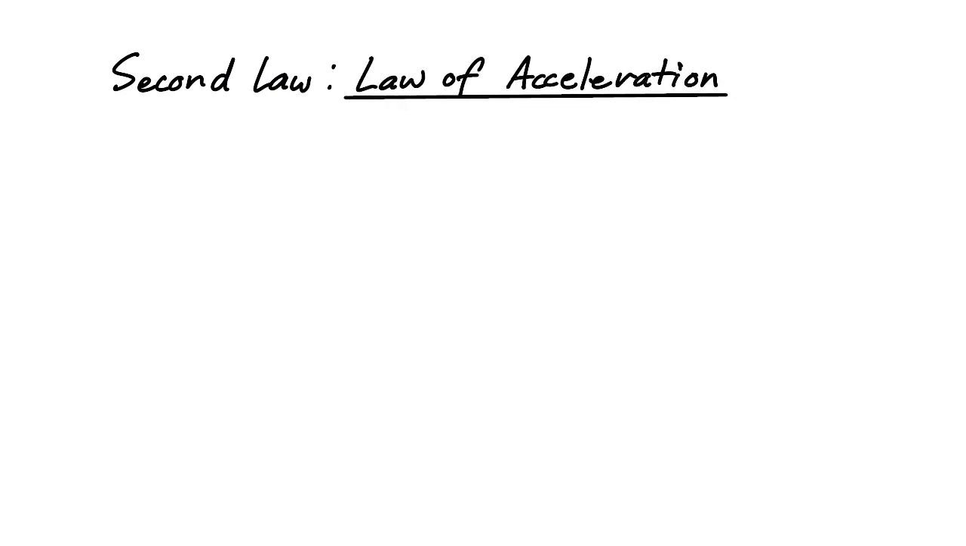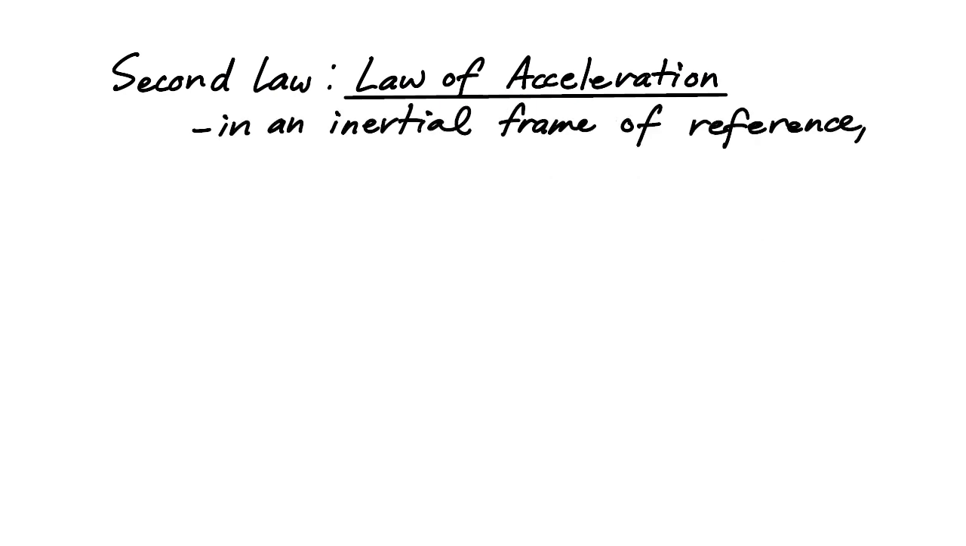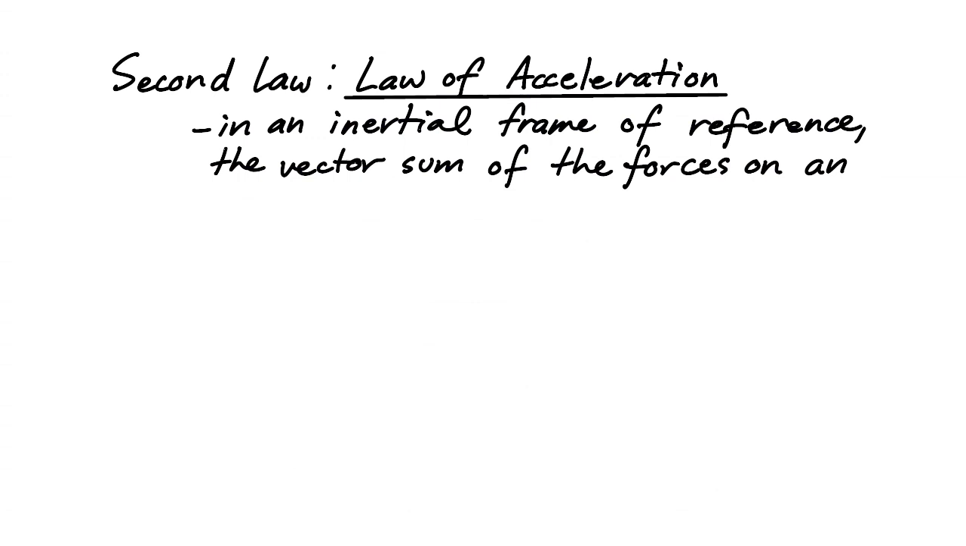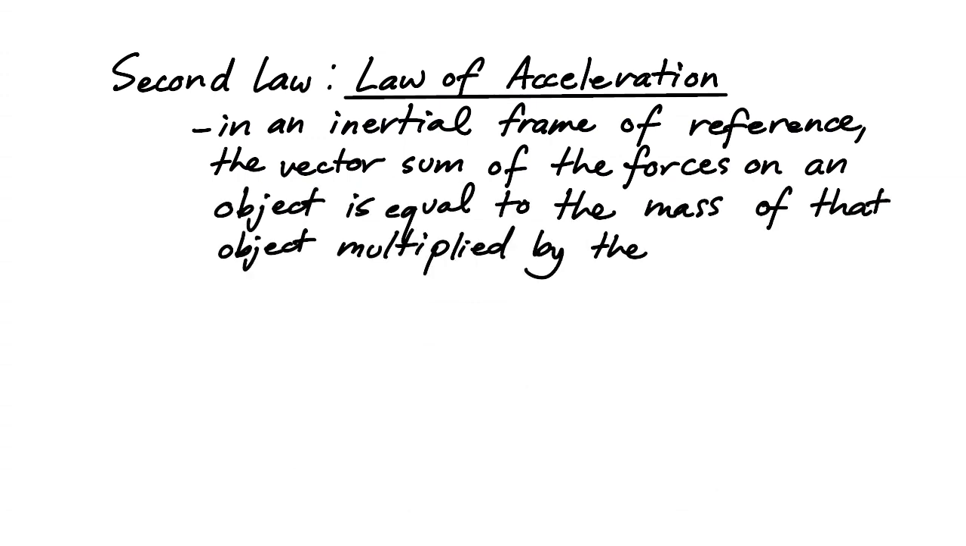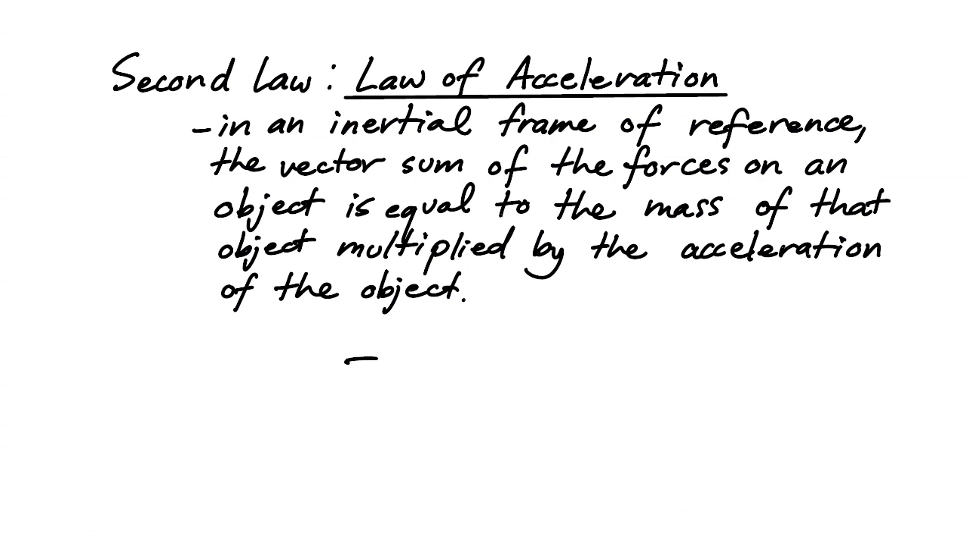This time, we will look at Newton's second law of motion, and this is commonly known as the law of acceleration. The law of acceleration states that in an inertial frame of reference, the vector sum of the forces on an object is equal to the mass of that object multiplied by the acceleration of the object. So mathematically, we express the law of acceleration in this equation. The net force is equal to the mass of the object times the acceleration of the object.